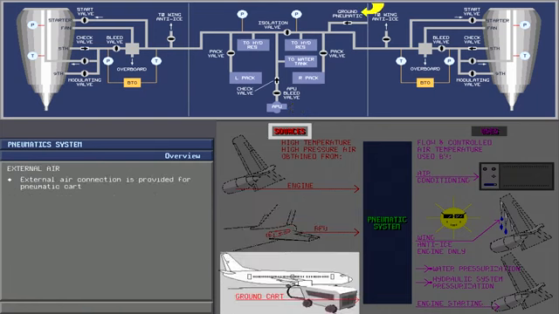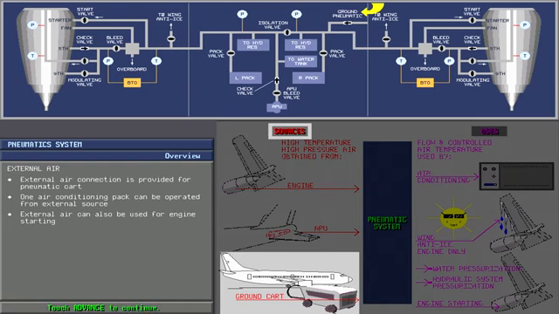An external air connection located on the lower right side of the fuselage is provided for hookup to a pneumatic cart or bottle. One of the air conditioning packs can be operated from the external source. External air can also be used for engine starting.